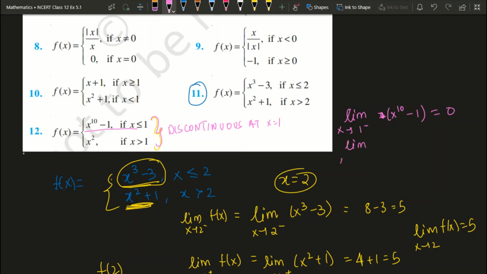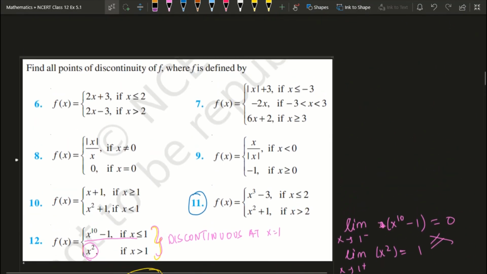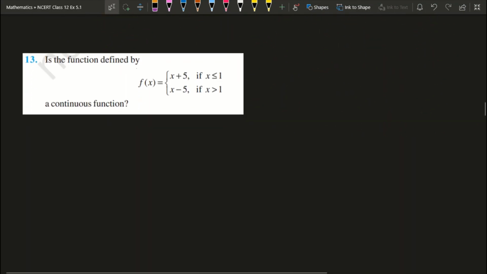And limit if x tends to 1 from the positive side of x squared. Now you're taking x squared because you're taking x to be more than 1. In this case, that would be equal to 1, and these are not equal. So the limit does not exist, and the function is discontinuous at x equals 1. You can try the other problems in this list, and certainly this problem would be a lot more fun to do because there are 2 points where the function can be discontinuous. Let's move on forward. Let's think about some more problems.